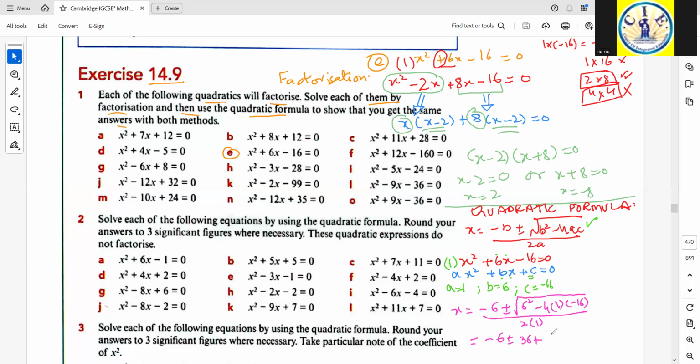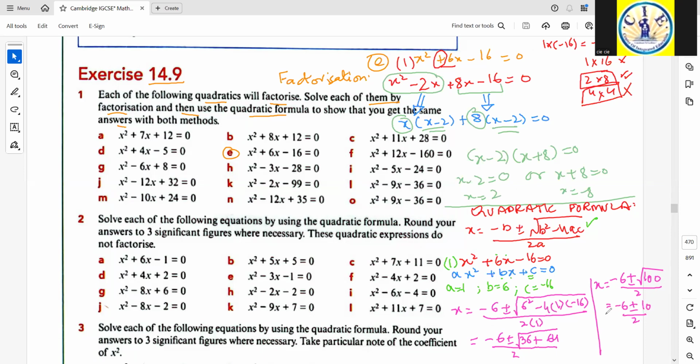36, 64, whole divided by 2. This will give me now x equals negative 6 plus minus square root of 100, whole divided by 2. Further, negative 6 plus minus 10 divided by 2.